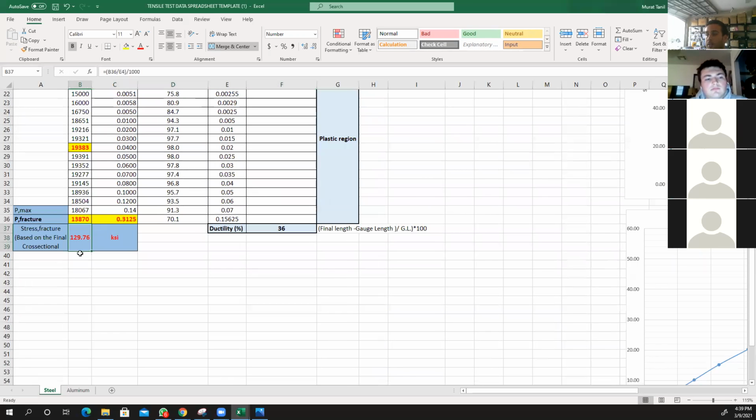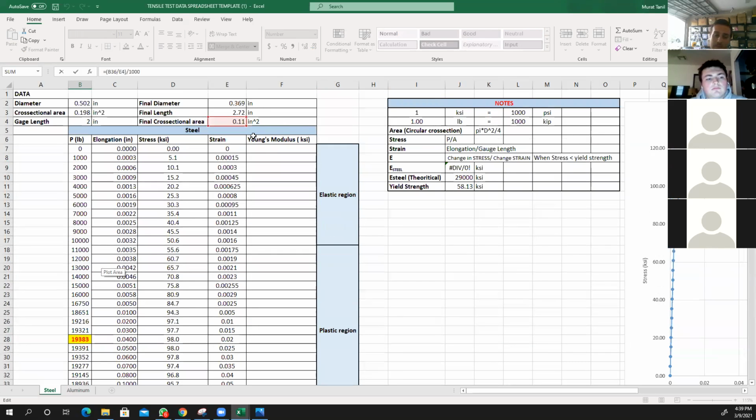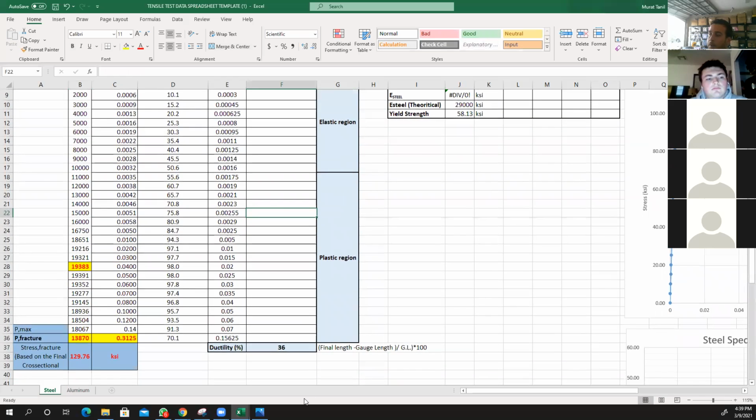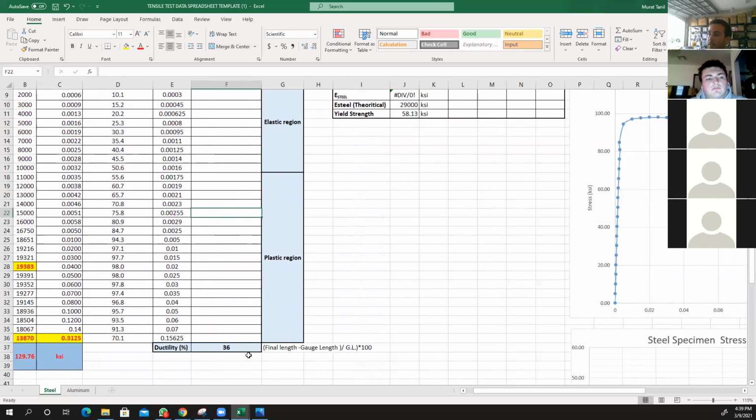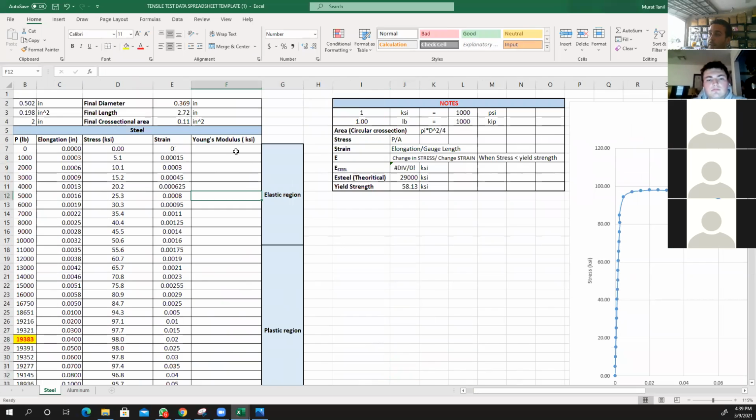And look at this cell, it's already calculated for me. If you look at the equation, it's P over A. P is the final load, and E4 is the final cross-sectional area. And ductility is already calculated for you. It's the final length minus the gauge length, divided by the gauge length, multiplied by 100. It's just a percentage, 36%.